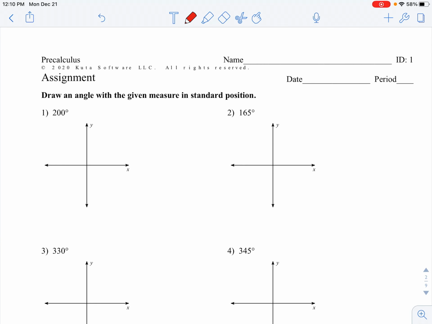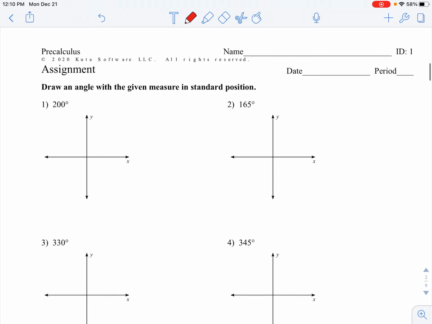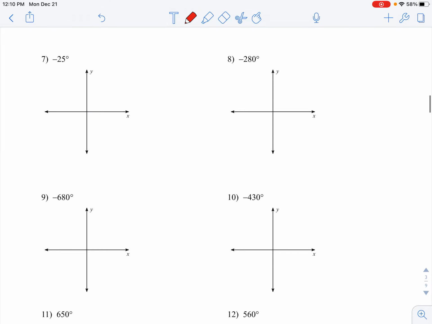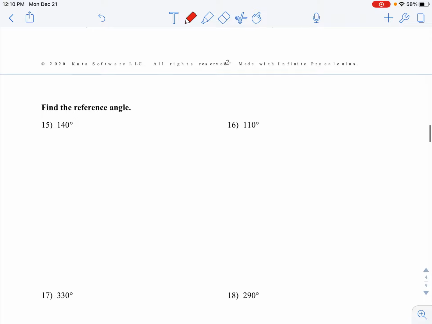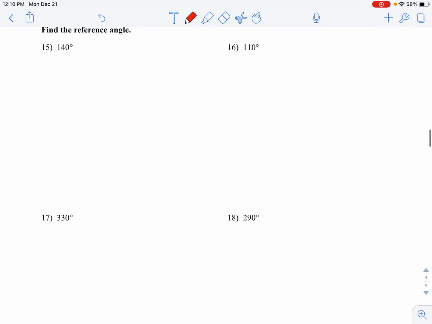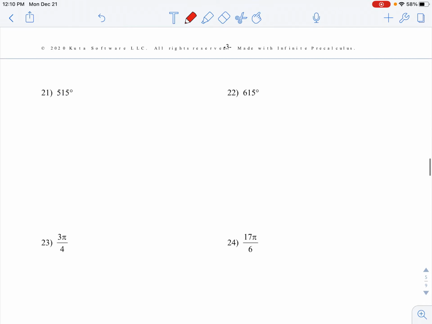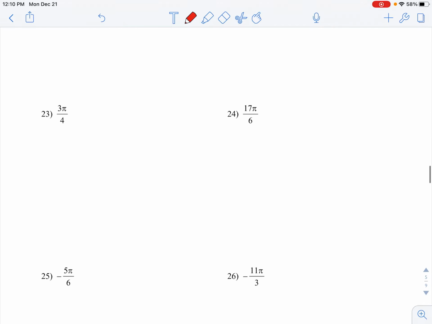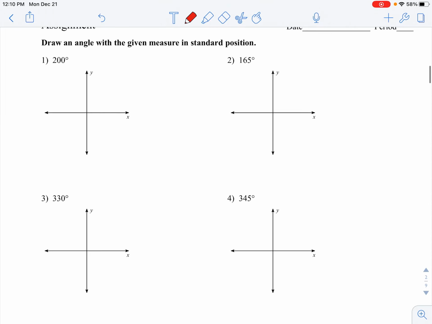So what is your assignment going to be like? Draw an angle in standard position. So several examples of drawing an angle in standard position, and then find a reference angle with no drawing given. So here you're going to have to draw your own, but find a reference angle. Notice some of these are in radians, some are in degrees. All right, let's get at this.